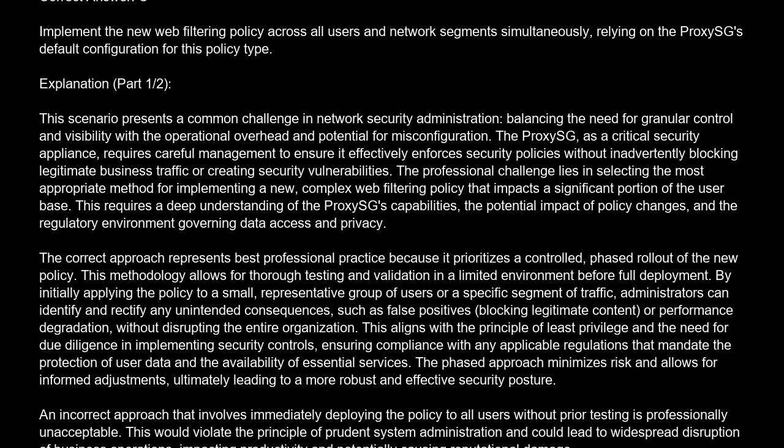By initially applying the policy to a small, representative group of users or a specific segment of traffic, administrators can identify and rectify any unintended consequences, such as false positives, blocking legitimate content, or performance degradation, without disrupting the entire organization. This aligns with the principle of least privilege and the need for due diligence in implementing security controls, ensuring compliance with any applicable regulations that mandate the protection of user data and the availability of essential services. The phased approach minimizes risk and allows for informed adjustments, ultimately leading to a more robust and effective security posture.